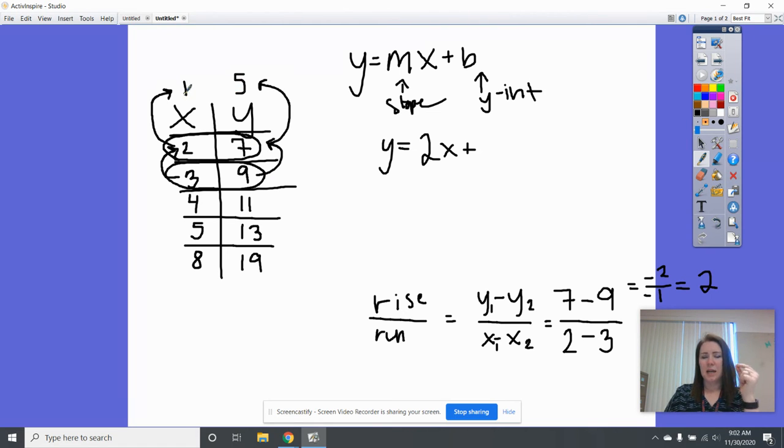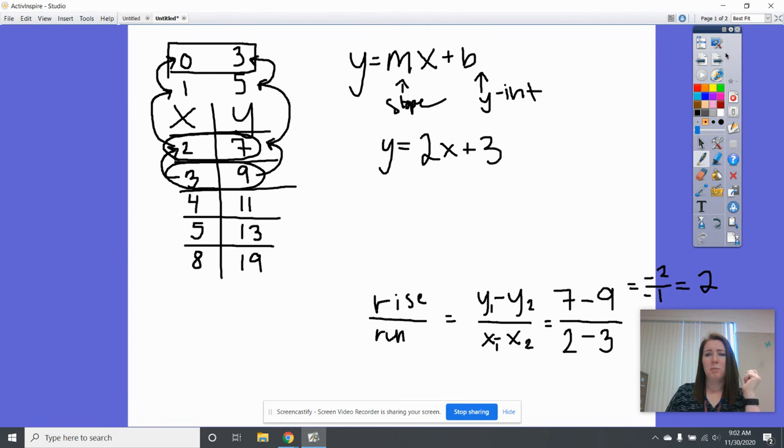My goal is to find x is 0, so I'm still not there yet. I need to go back again. I can't just go 5, 4, because this is going back by 2s, so it's 5 to 3. And there we go. That is the y-intercept, and that's our equation. So our equation is y equals 2x plus 3.